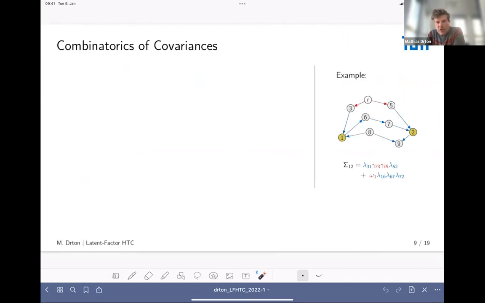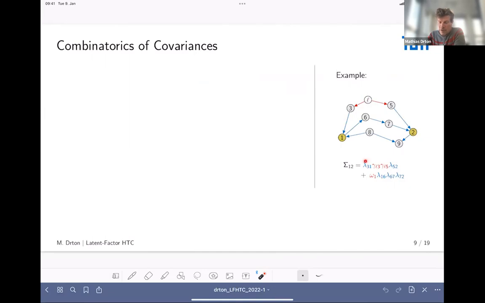If you look at the structure of the observed covariance matrix in such models, you see lots of interesting combinatorics. So for instance, if you take this picture on the right-hand side, I take a graph like that. There's one latent variable sitting up there. The rest I'm going to say is observed. And I ask you, what is the covariance between variable 1 and variable 2? Then it turns out that this covariance is a sum of two terms that are two products. And you can see how these products have to do with the paths in the graph.